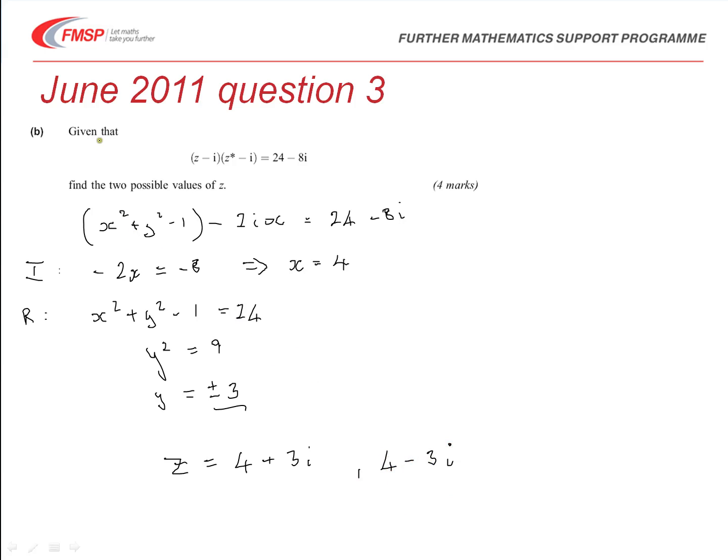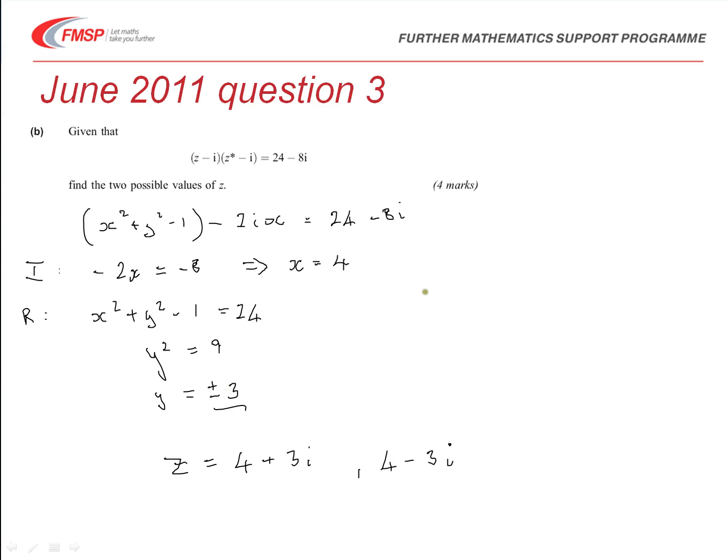Notice that more typically, when you're solving this type of problem involving equating the real and the imaginary parts, more often we end up with a pair of simultaneous equations to solve, rather than just a single variable from which we got x and then we're able to substitute it back in straight away. More typically, you get a pair of simultaneous equations.